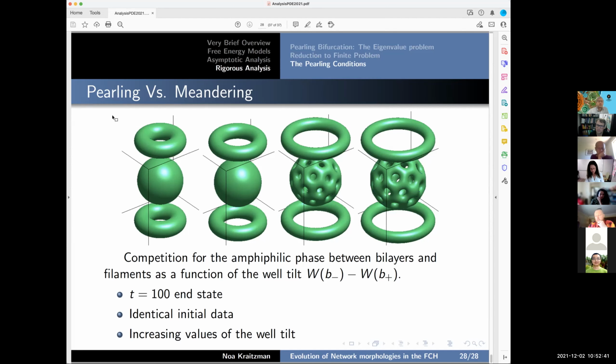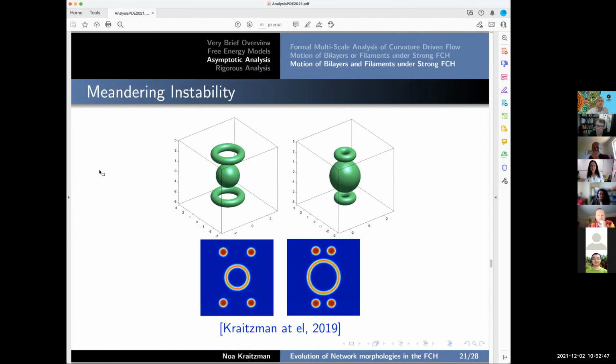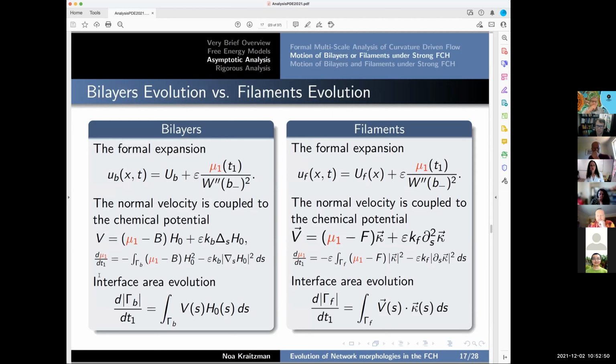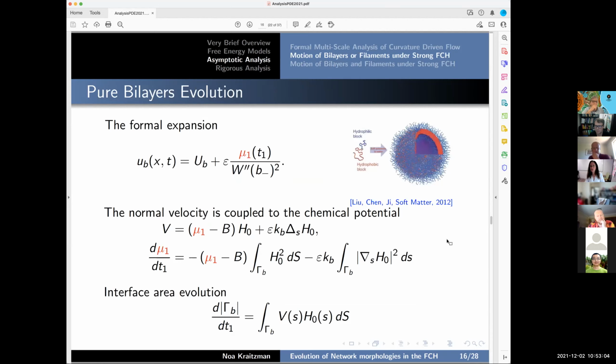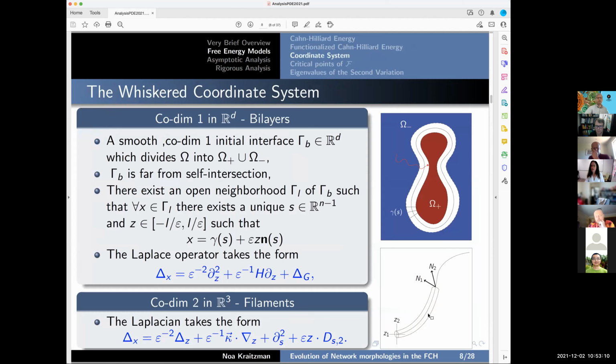So let me go back. We have the bilayer and we have the filaments. For the filaments, we do have a mean curvature flow, so we have a normal velocity that depends on the curvature. It is a vector. When we look at codimension 2, at filaments, we do have a system. Now the velocity is in 2 directions. We have Z1 and Z2, and we have 2 normals to the surface.